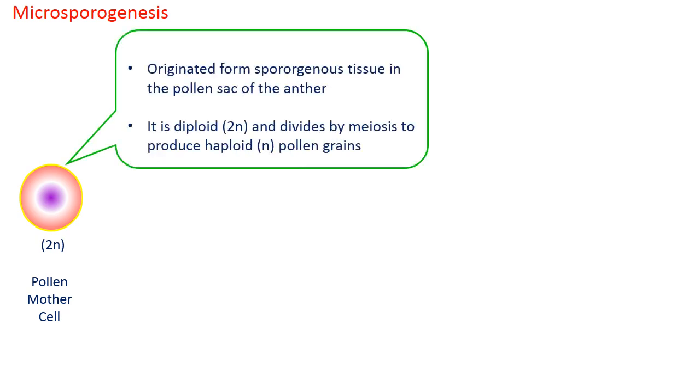In the microsporogenesis, diploid pollen mother cell is originated from the sporogenous tissues in the pollen sac of anther. It is genetically diploid and undergoes meiotic division to produce haploid pollen grains.